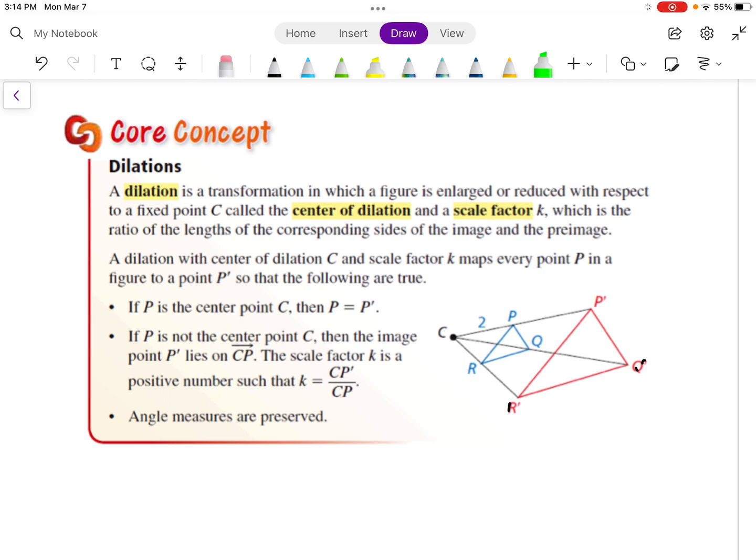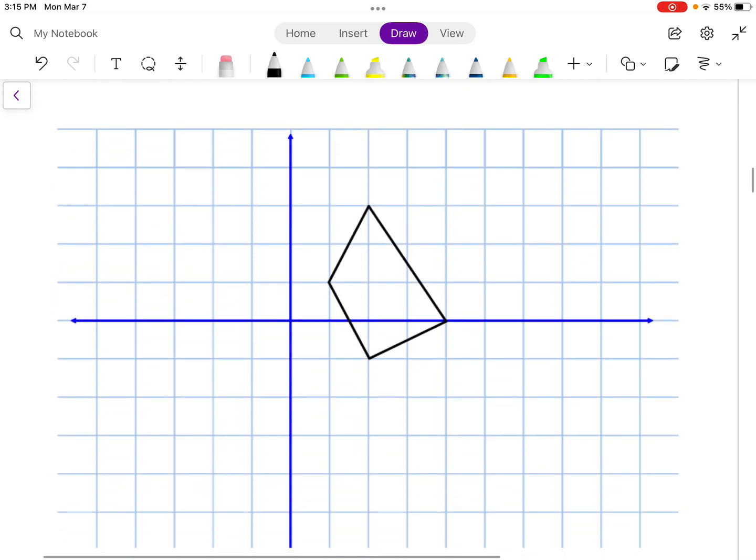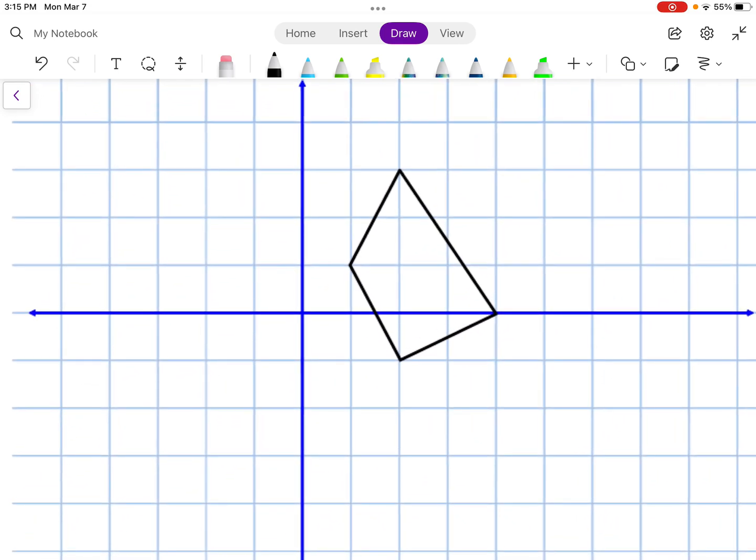So a dilation is a transformation that enlarges or reduces a figure, and you do it with respect to a certain point. In this case, usually in this book, they label it C because it's called the center of dilation. And you'll also have a scale factor K. It'll probably be easiest to show you an example of what this looks like. So let's say I have this polygon right here, and I want to dilate it. There's two things I have to have. I have to choose a center of dilation, and I have to choose a scale factor.